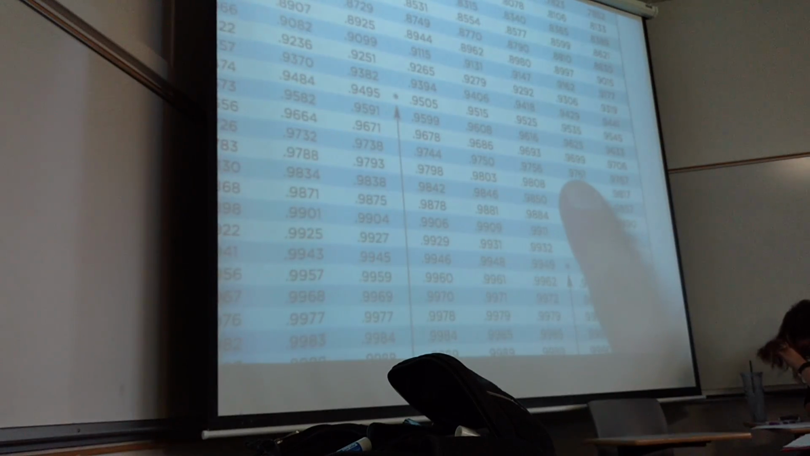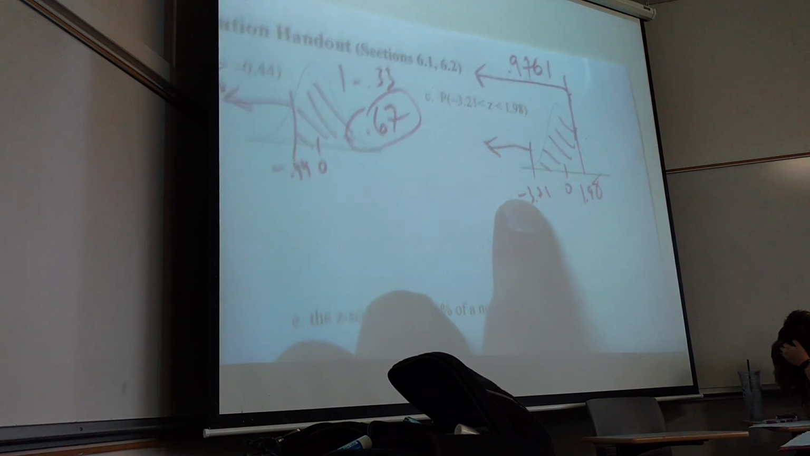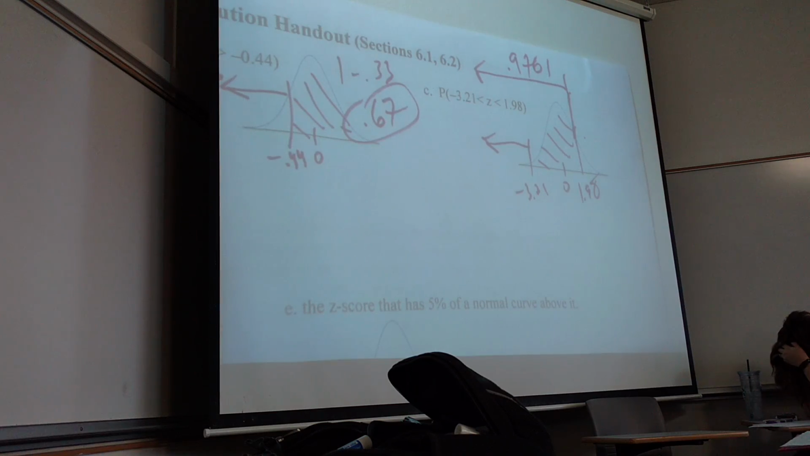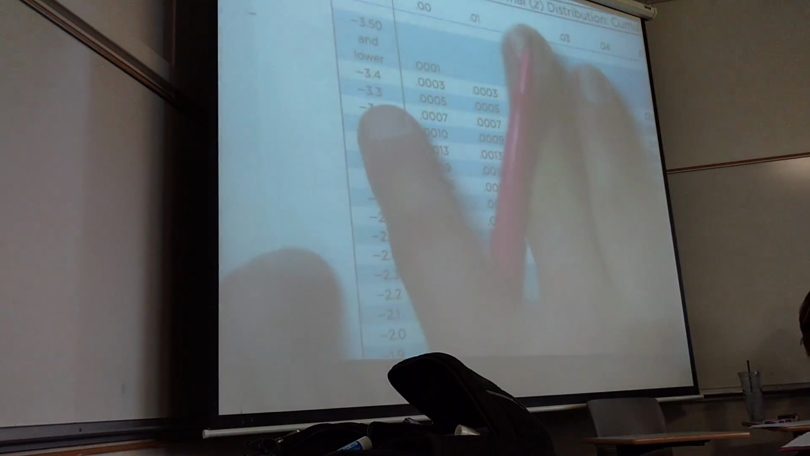You have to let me know if you don't see, because you're going to be using this chart a lot. Alright. Everybody either sees it or doesn't want to let me know. Okay. 0.9761. I like it. That's too much. I've got to look up negative 3.21 so I can see how much I have to subtract off.